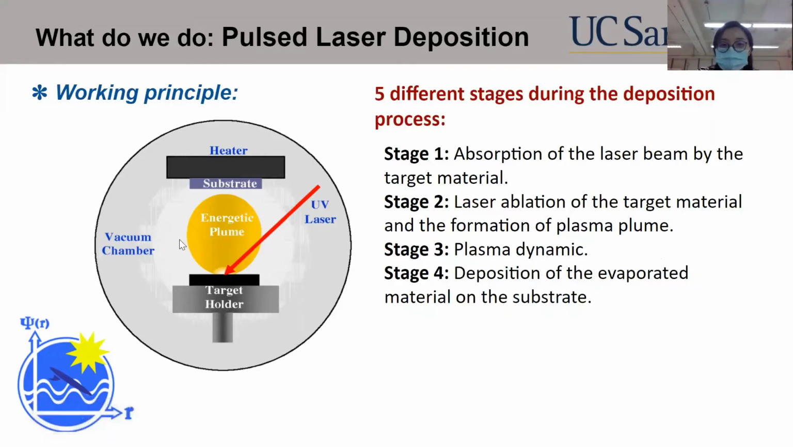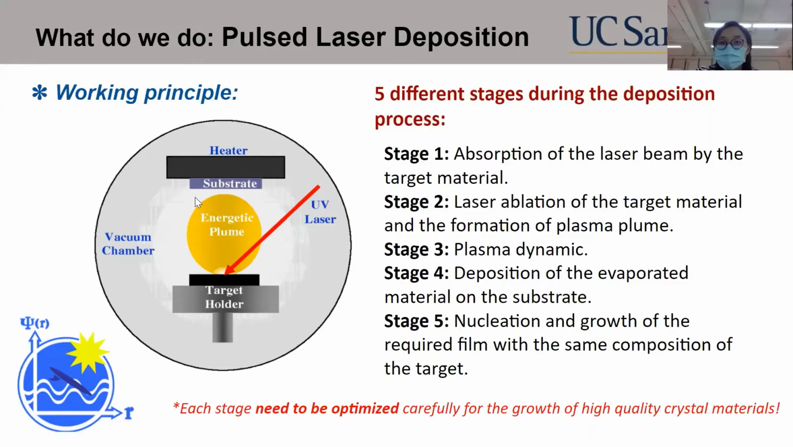And the next step is that the highly energetic species are going to deposit on top of the substrate here. It's going to evaporate and deposit on top of the substrate, and that's how the thin film is grown. And state 4 is the nucleation and growth of the required film with the same composition as the target. So that's basically the 5 different states of how we grow the thin film sample.